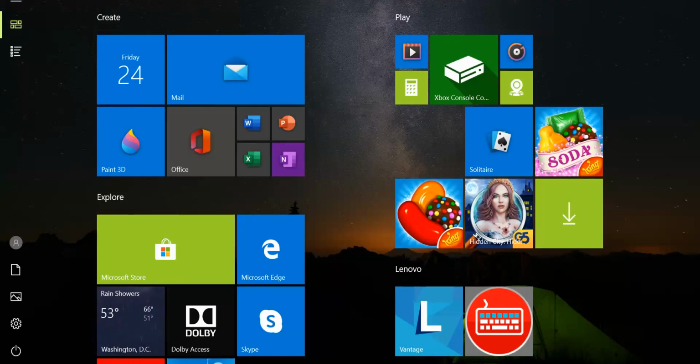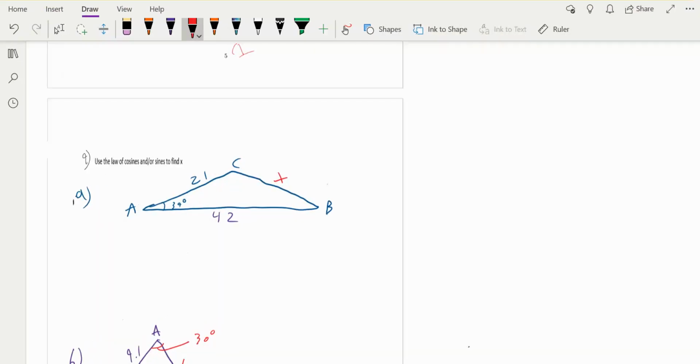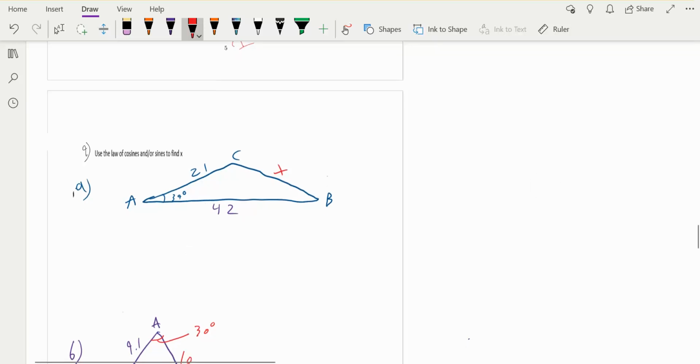Okay, so now we'll be going over question 9, which asks you to use the law of sines and cosines to find the missing angles or sides or anything in the triangle. So let's just do a quick review of that. The law of sines says that sine of A over A equals sine of B over B, which equals sine of C over C. That's the law of sines.